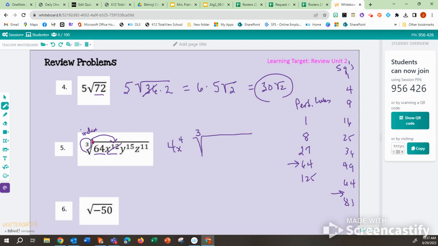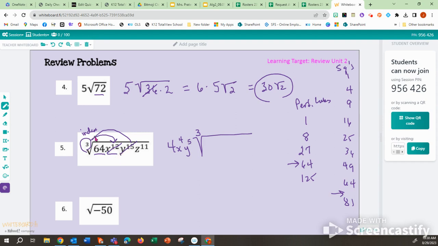All right, let's go to the next variable. Will 3 divide into 15 with nothing left over? Yes, 3 divides into 15 5 times. So that means I'm going to bring out y to the 5th. And nothing is left over, so I'm going to just mark out that y to the 15th.